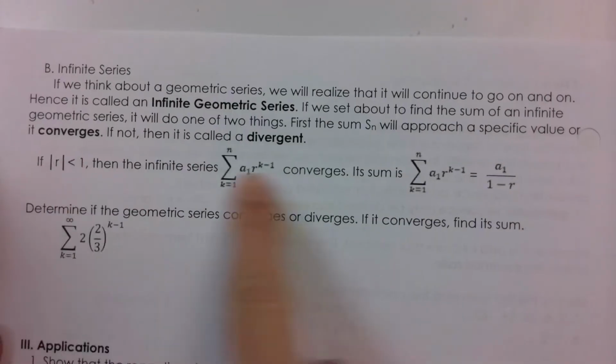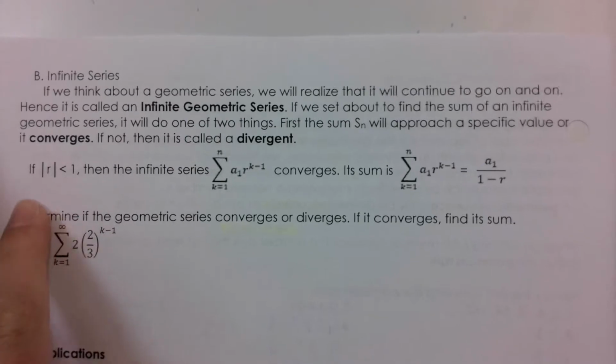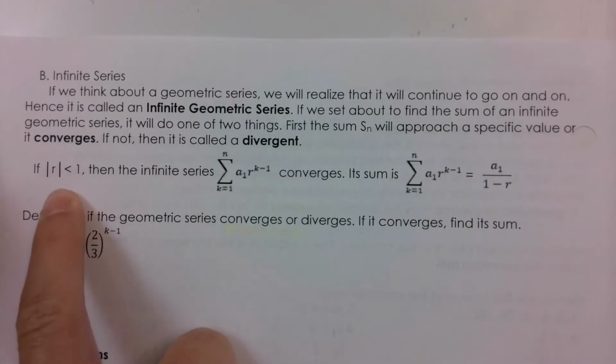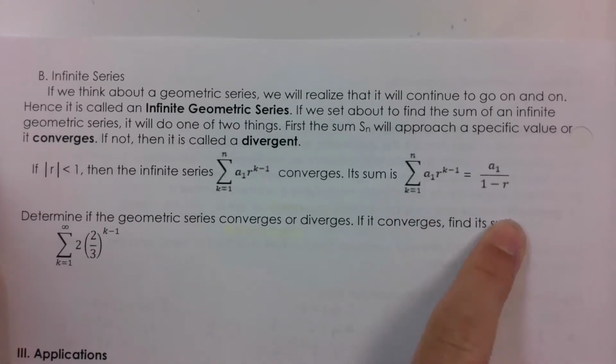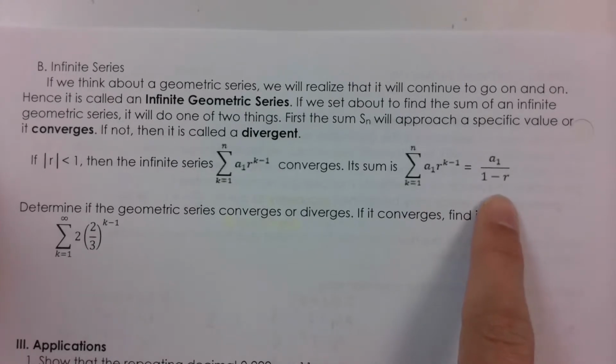So that's what this paragraph is talking about. So basically, if your series converges, then we can find the sum of it. If it doesn't, then we can't. So if it's going to converge, your R value is less than 1. So that's important to know. And then you find the sum by this formula right here. So again, you could do summation notation, but this is the same thing, so I would just use the other side because it's easier.